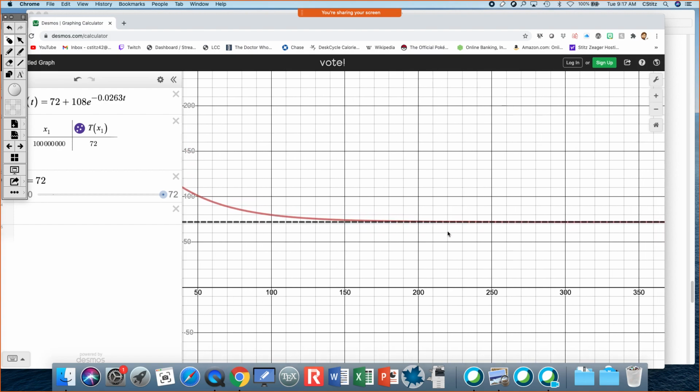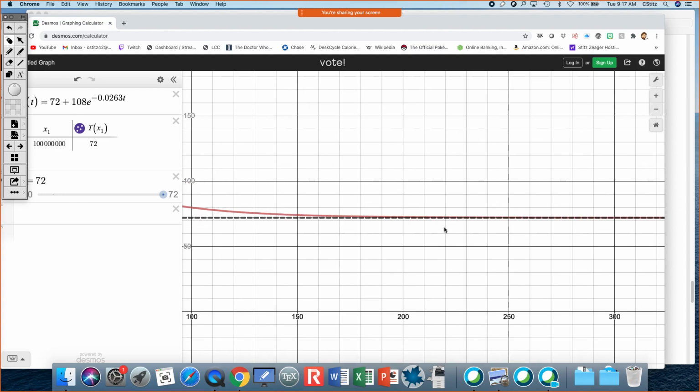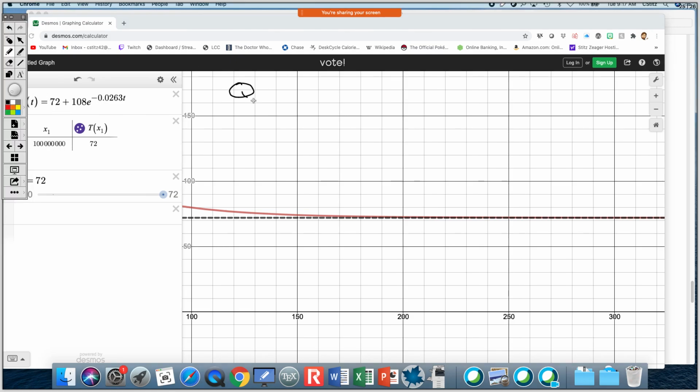Now, you might ask, based on this model, does the temperature ever actually reach 72? In other words, does the graph cross the horizontal asymptote? Because we saw in chapter 3 that sometimes that can happen. Well, let's see that. So that's sort of a follow-up question. Can the temperature ever equal exactly 72? Well, we can look at this algebraically.